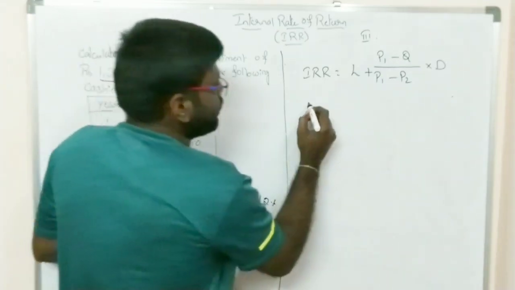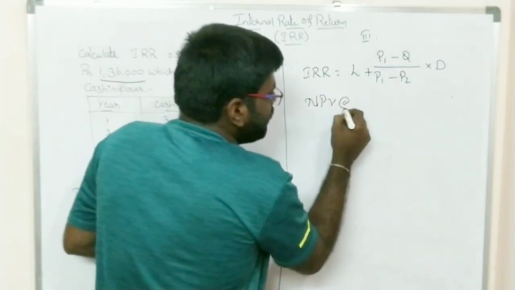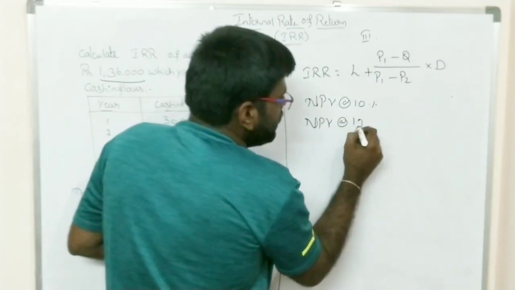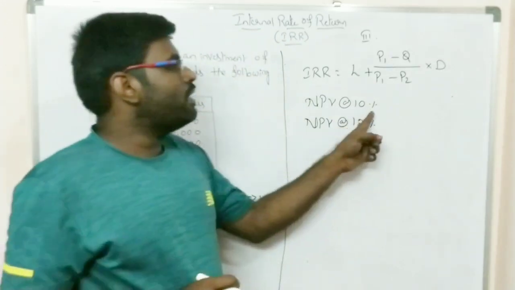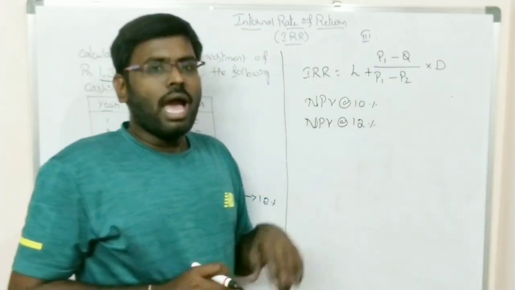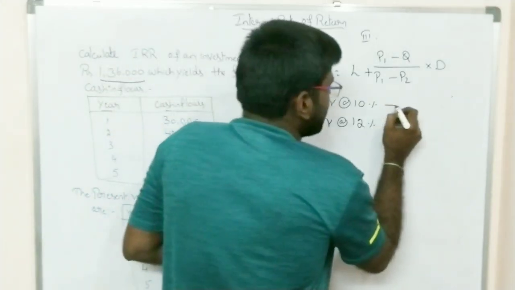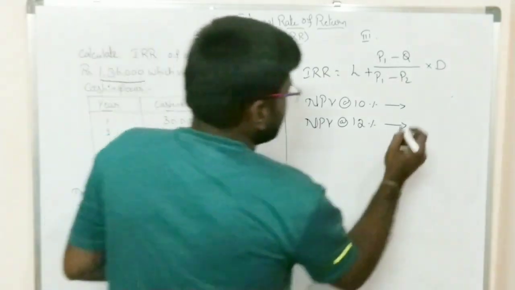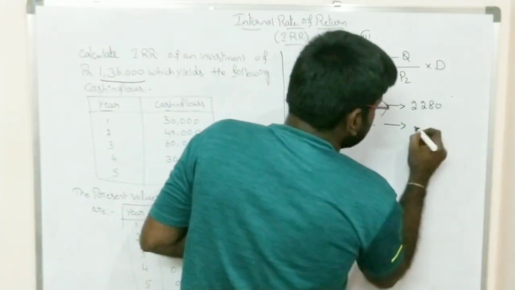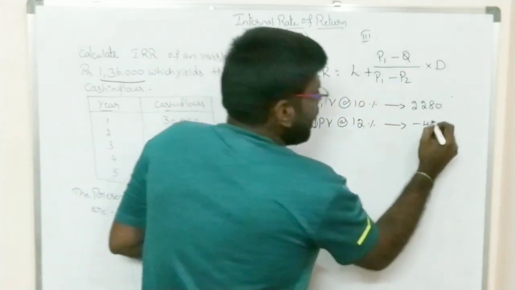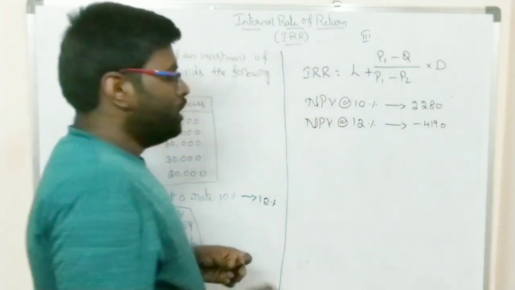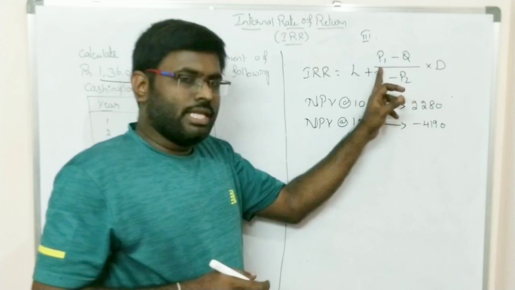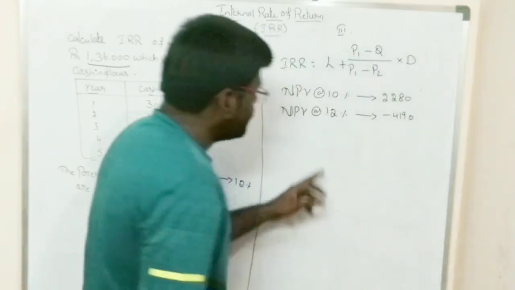Now we got NPV at 10% rate of return, and we have also calculated NPV at 12% rate of return. Now 10% will become the lower rate and 12% will become the higher rate. The NPV at 10% is 2,280 rupees and the NPV at the higher rate of 12% is minus 4,190 rupees. This is what we have calculated till now. Now substituting the values in this formula, we have both the NPVs.